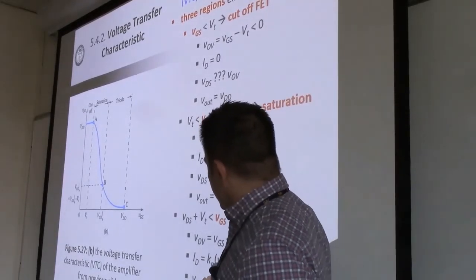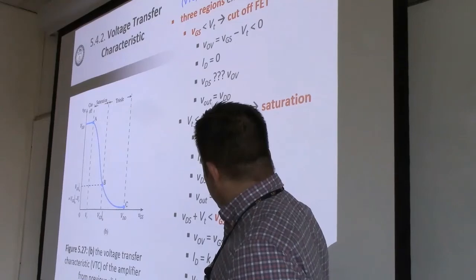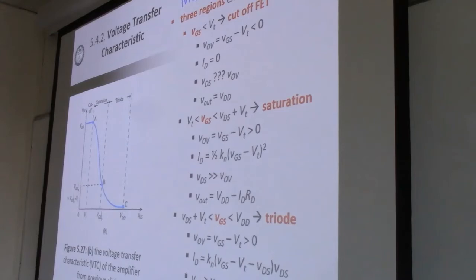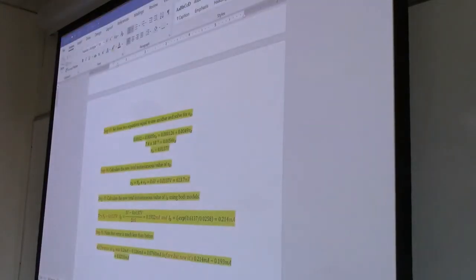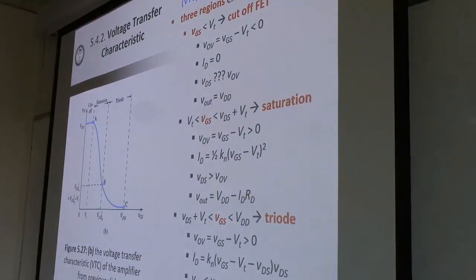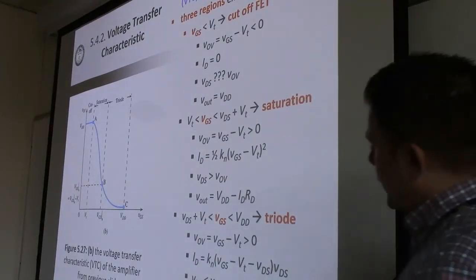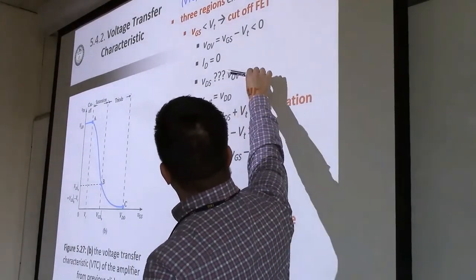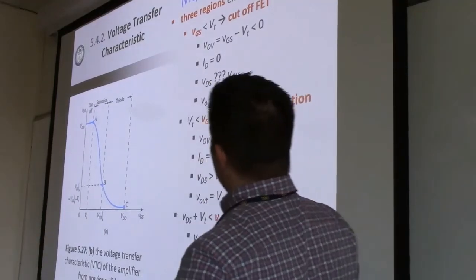VDS is, this should be less than VOV. Can I fix that here? Okay, VDS is less than VOV when we're in triode. VDS is greater than VOV when we're in saturation. And over here, I put VDS as question mark VOV.